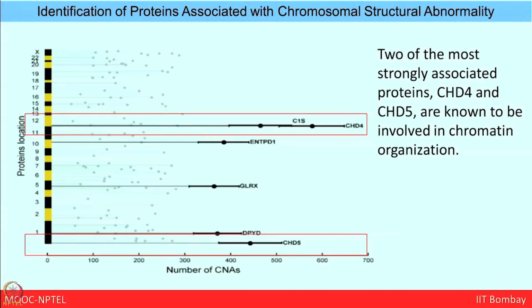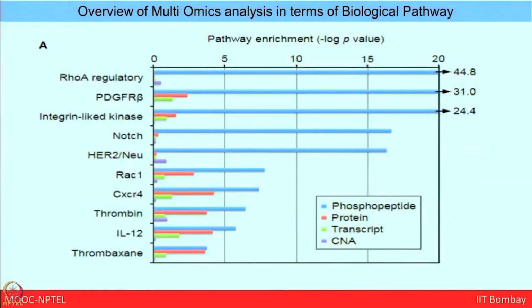So, when they further studied, they found that these two proteins are involved in chromatin organization. To understand the complete biological pathway, they took phosphopeptides, proteins, transcripts and CNA, and they found that these are the top pathways playing a role in this cancer pathobiology. Out of which PDGFR beta, which we all know is an angiogenic receptor, is also showing an important correlation in terms of biological pathway.